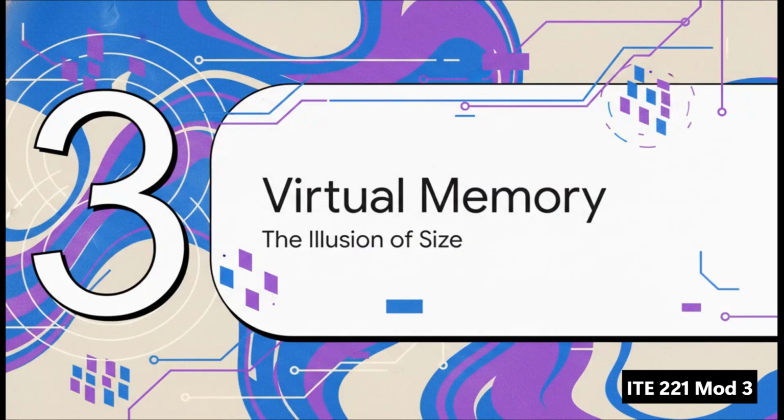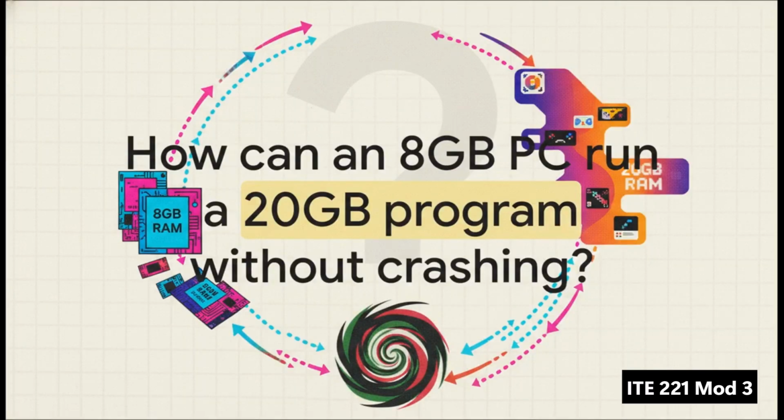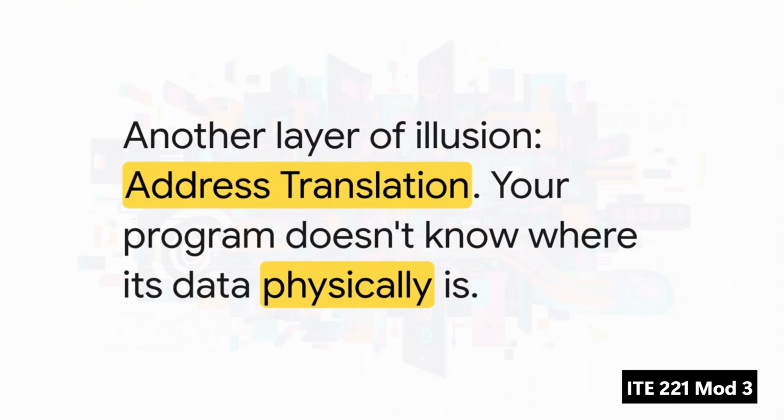Okay, so if caching is the trick that creates the illusion of speed, our next trick, well, it's even more ambitious. This is virtual memory, and it's what creates the truly mind-bending illusion of size. I mean, seriously, think about this for a second. How can your computer with maybe 8 or 16 gigs of actual physical RAM run a massive 20-gig game or some complex video editing project without just instantly crashing? The numbers just don't add up, right? The solution is another incredibly clever layer of illusion called address translation.